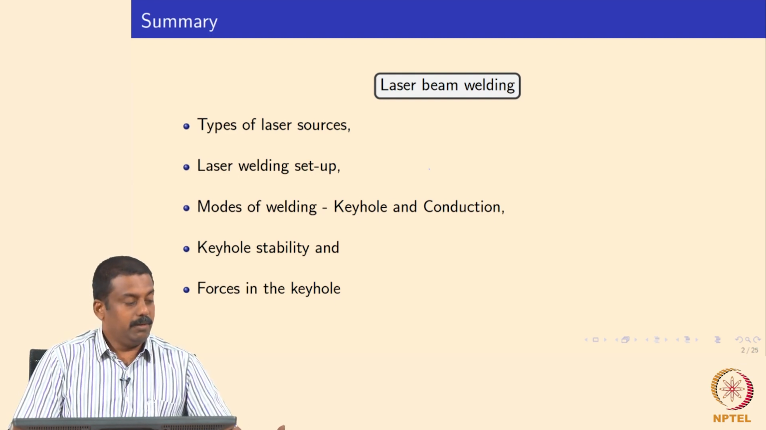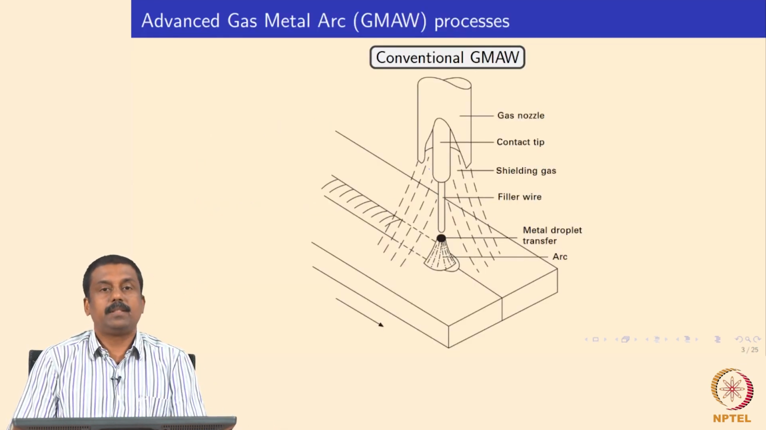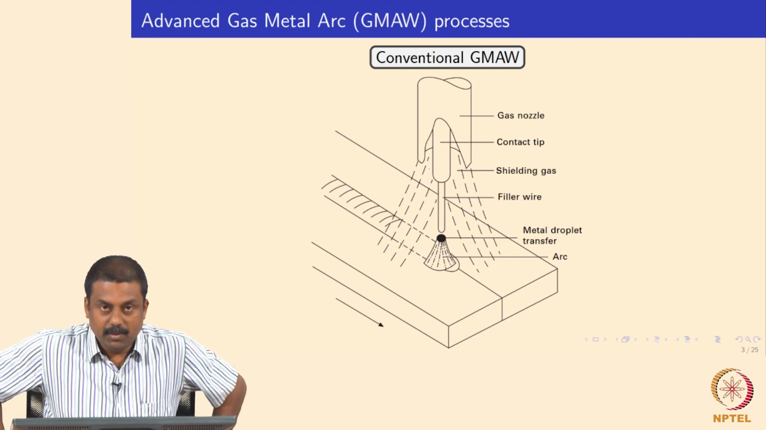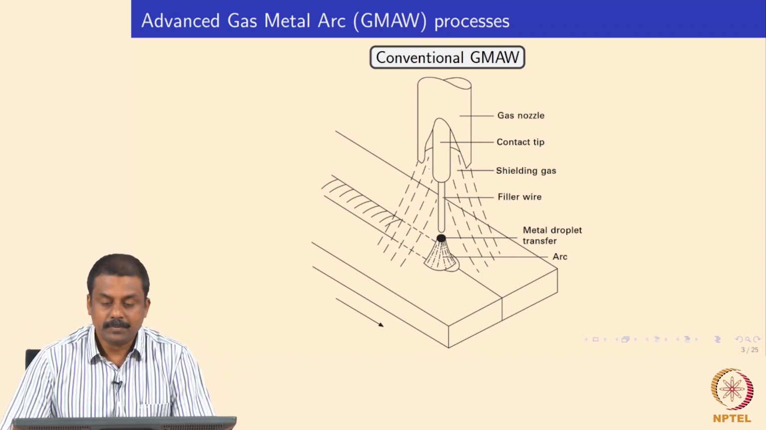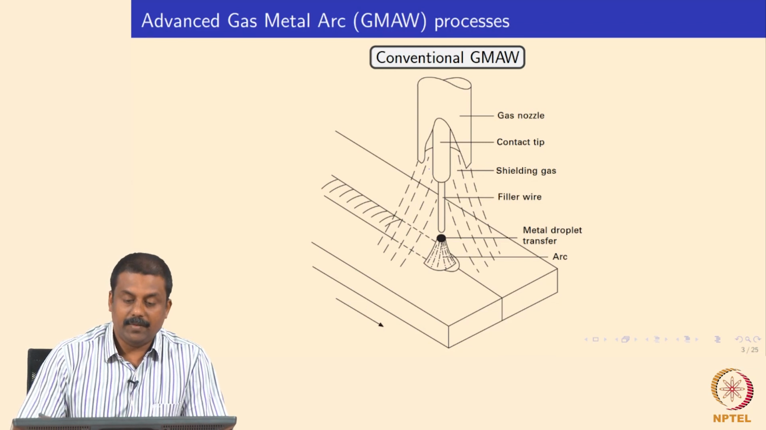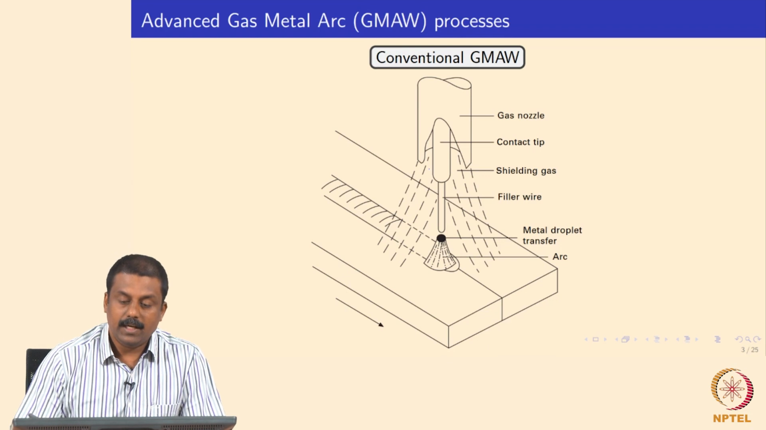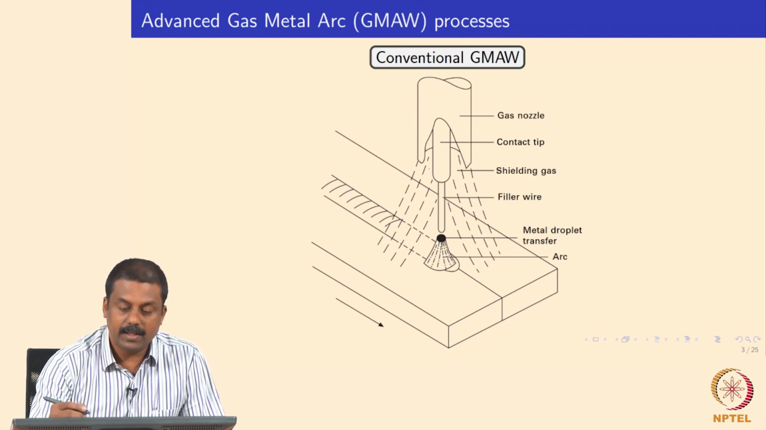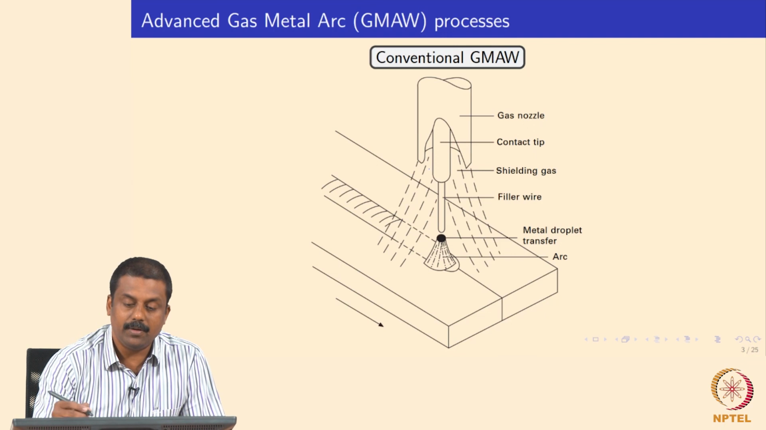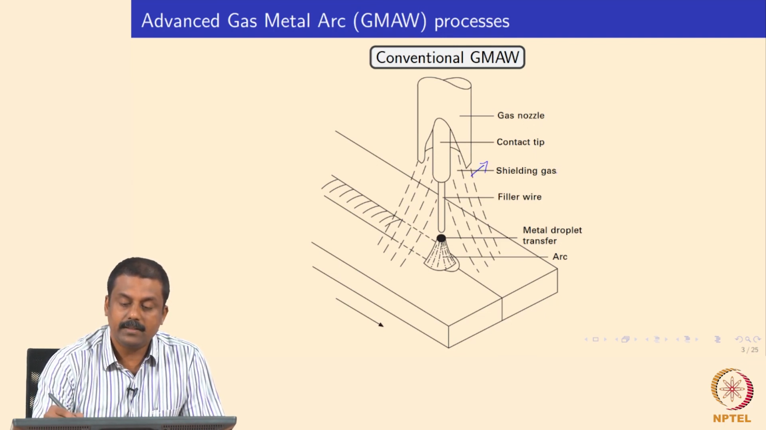Okay, so we will move on to the GMAW process, the gas metal arc welding process, and most of you are familiar with the schematic of GMAW. This is one of the oldest welding processes. It was developed to weld conventional materials. There are three important parts you can see here. The foremost is the shielding gas, also known as arcing gas, because we strike an arc using this shielding gas.